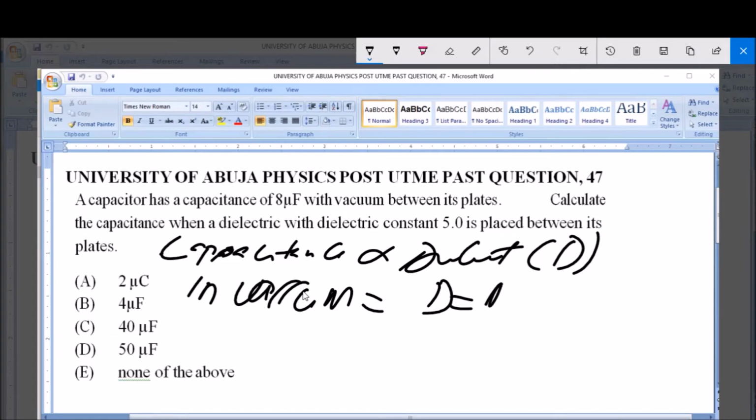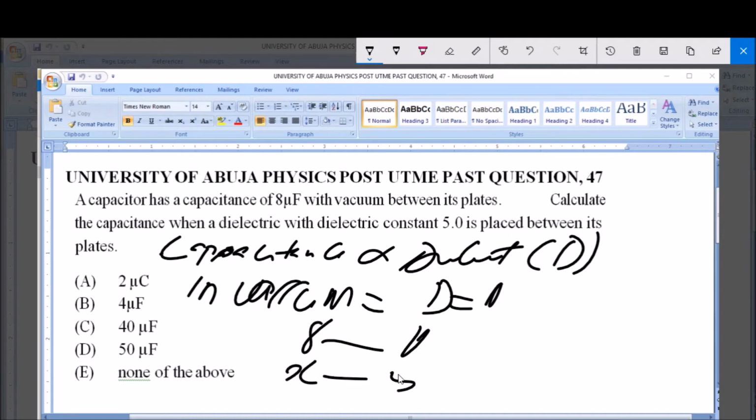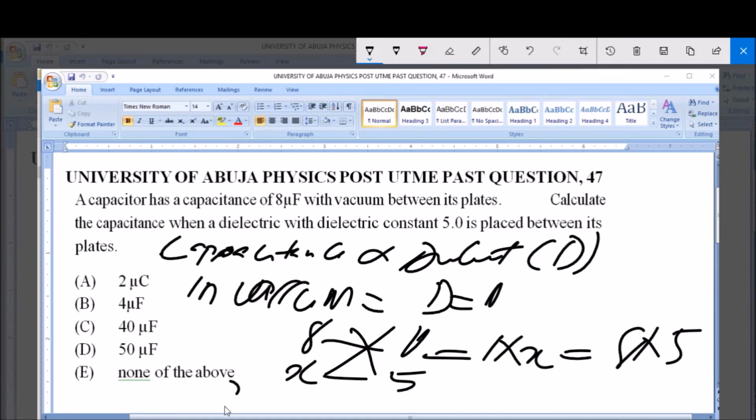So now we have that. I told you the proportionality is direct. I said 8 microfarad. Now for 8 microfarad, the dielectric constant will be 1 because it is in a vacuum, and then when the dielectric constant is 5, the capacitance will be X. So we can cross multiply. When you cross multiply, you have that 1 multiplied by X gives you 8 multiplied by 5. Now 1 multiplied by X gives you X. We have that our X is equal to 8 multiplied by 5, which is 40 microfarad.